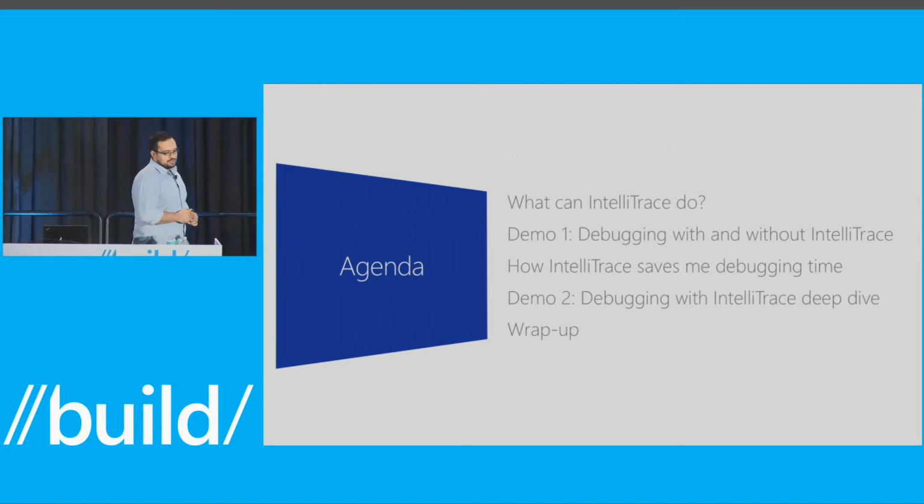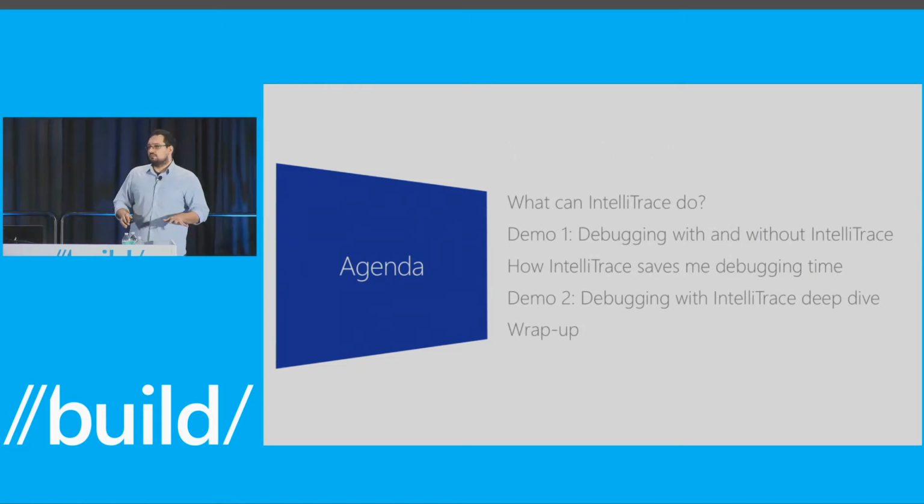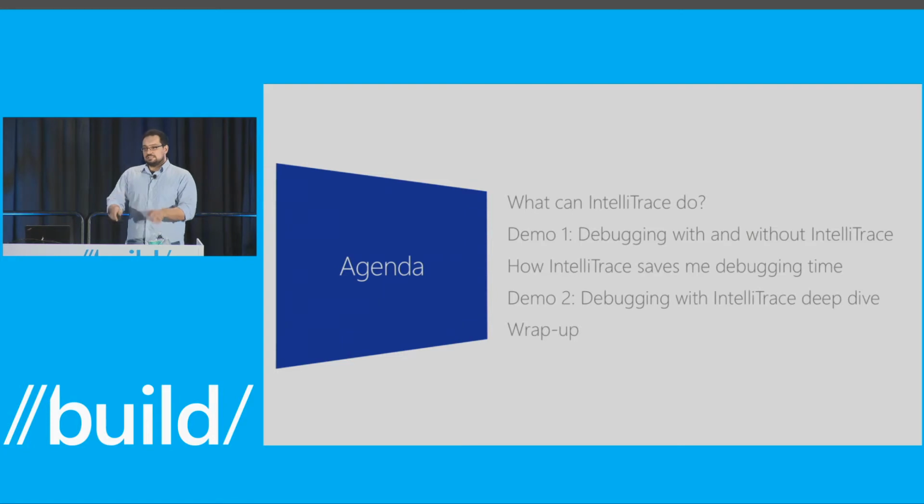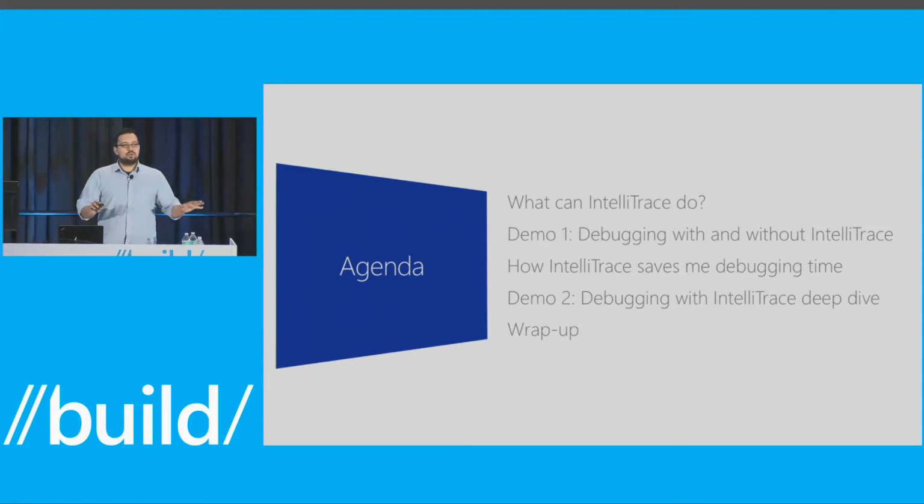So how this session is going to play out is, very quickly, I'm going to explain what IntelliTrace can do. Then we're going to dive into a demo, where we're going to compare what it's like to fix the same bug with IntelliTrace and without it. During this demo, I'm actually going to be using IntelliTrace as if you all know how it works. I'm not going to stop and explain every UI element and everything that I'm clicking on.